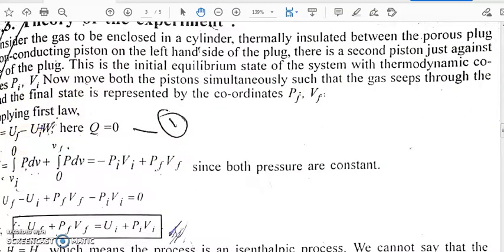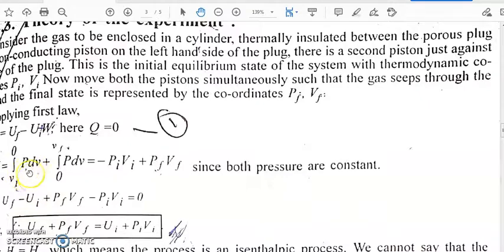So this is the first law: heat equals Uf minus Ui, the change in internal energy, plus work done. Here it is an adiabatic process, so there is no heat transfer, so Q equals 0. Then Uf minus Ui equals minus W, or Uf minus Ui plus W equals 0. There was a printing mistake; I have written plus W, so it equals 0. Now what is W actually?